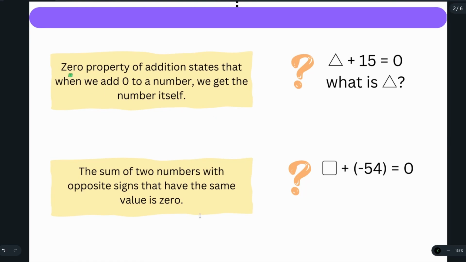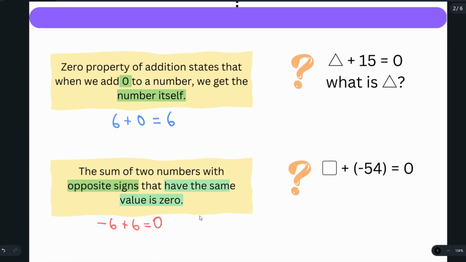Here is another rule. Zero property of addition states that when we add 0 to a number, we get the number itself. So 6 plus 0 would give us 6 again. Here's our other rule. The sum of two numbers with the opposite signs that have the same value is 0. Negative 6 plus positive 6 would give us 0.